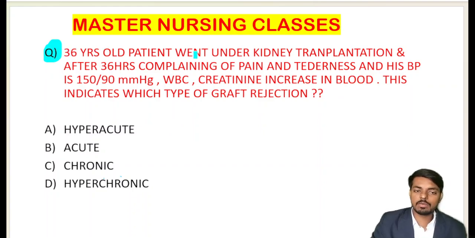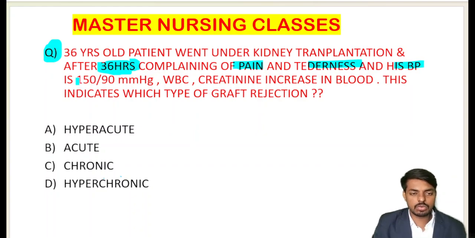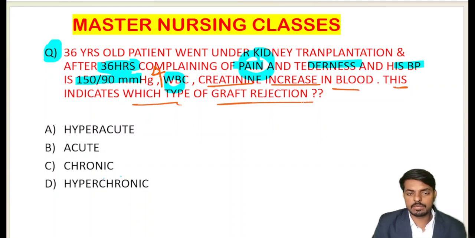A 36-year-old patient underwent kidney transplantation, and after 36 hours is complaining of pain and tenderness, and his BP is 150 by 90. This means the person has pain and tenderness, along with hypertension, and the WBC is increased, and creatinine is also increased. So this indicates which type of graft rejection.